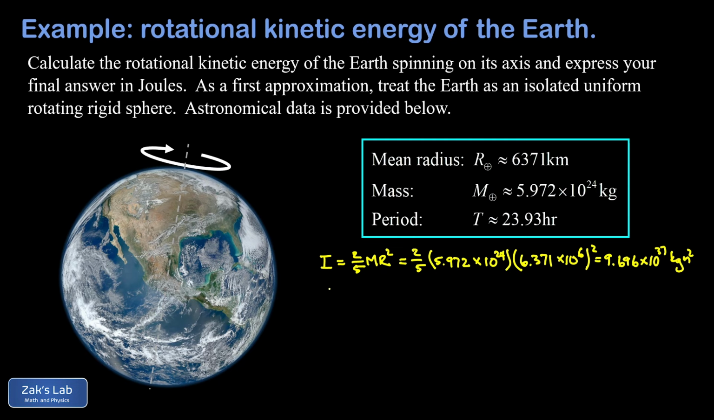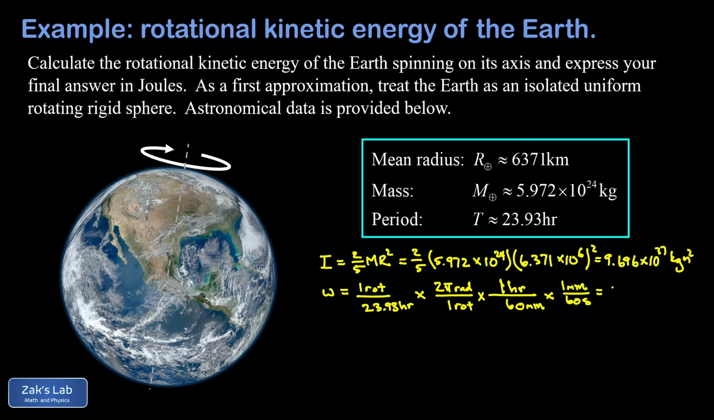Now for our angular velocity, I want to express that in radians per second. So I'm going to start with the fact that I have one rotation for every 23.93 hours. Then we can start doing unit conversions on this. So I can convert rotations to radians. One rotation is 2 pi radians. So this will give me radians in my numerator, 2 pi radians divided by one rotation. Then I need to get the hours converted to seconds. So 1 hour is 60 minutes and 1 minute is 60 seconds.